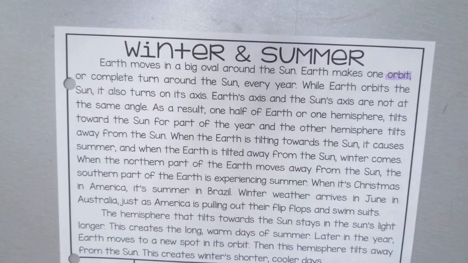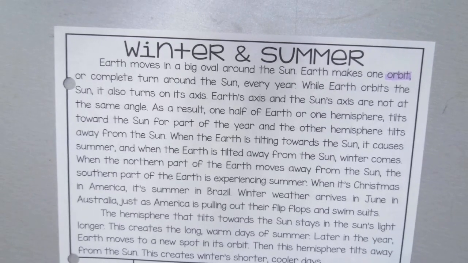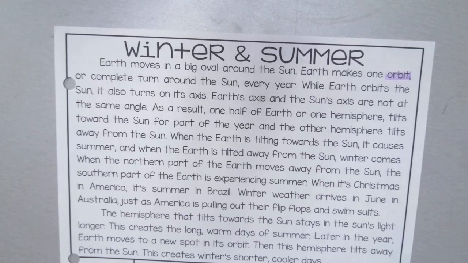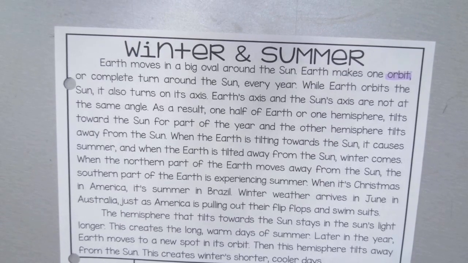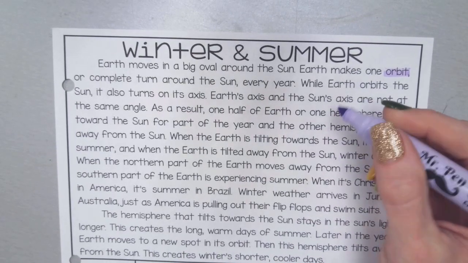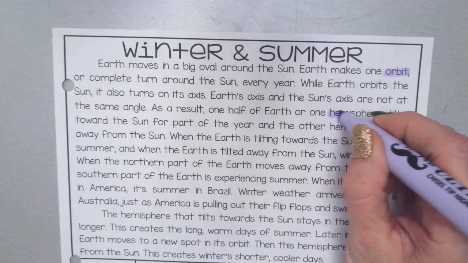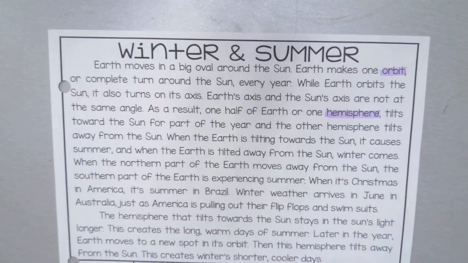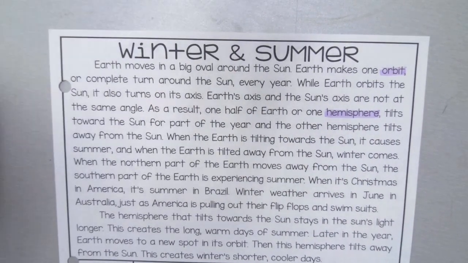While Earth orbits the sun, it also turns on its axis. Earth's axis and the sun's axis are not at the same angle. As a result, one half of Earth, or one hemisphere, tilts toward the sun for part of the year, and the other hemisphere tilts away from the sun. Please underline or highlight the word hemisphere. Thank you for focusing.